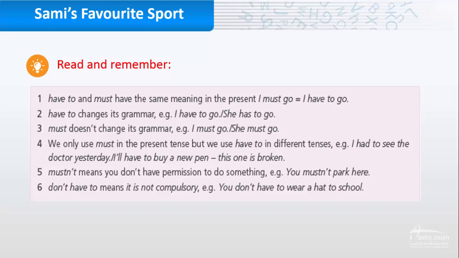For example, here number one, have to and must have the same meaning in the present. I must go or I have to go. So both of them are having the same meaning, okay?